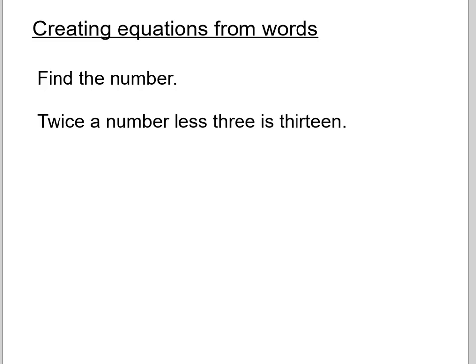So there are a couple of key words here. Twice normally is a way of saying we're going to multiply by 2. A number is some variable. I don't know what it is. Okay, less 3. So the less becomes the subtraction, and 3 is just its number.